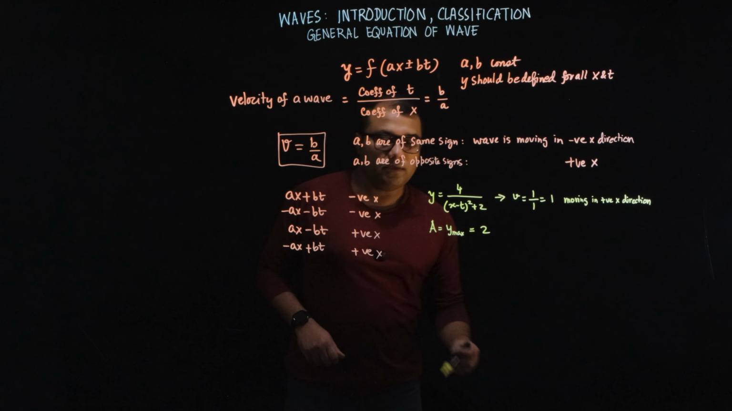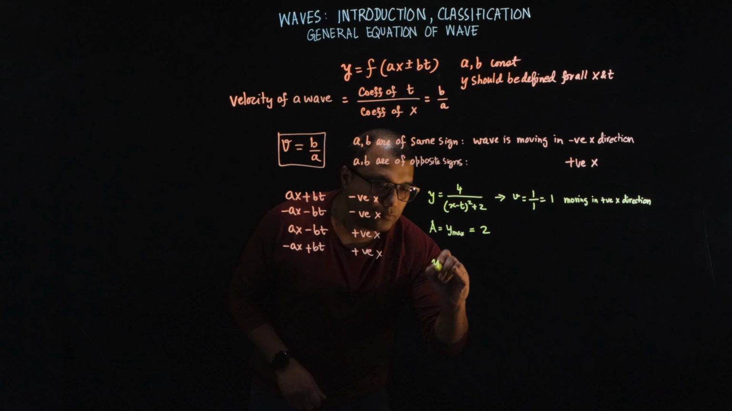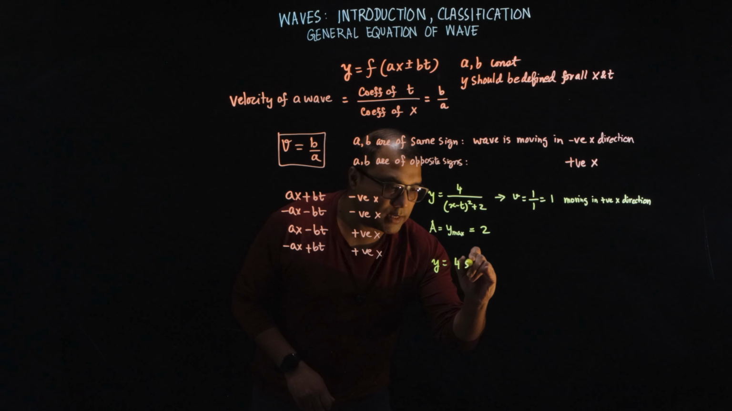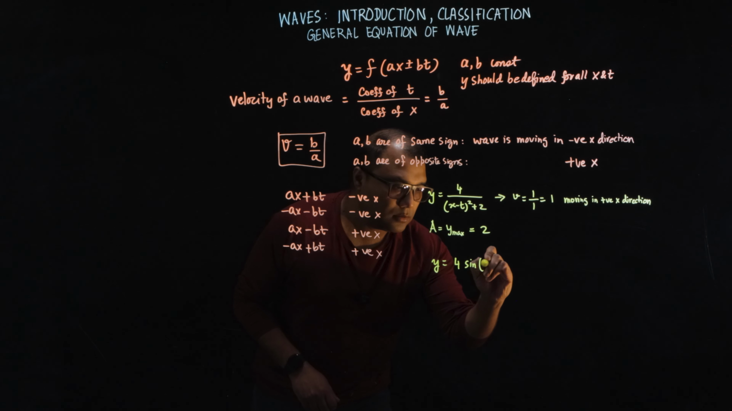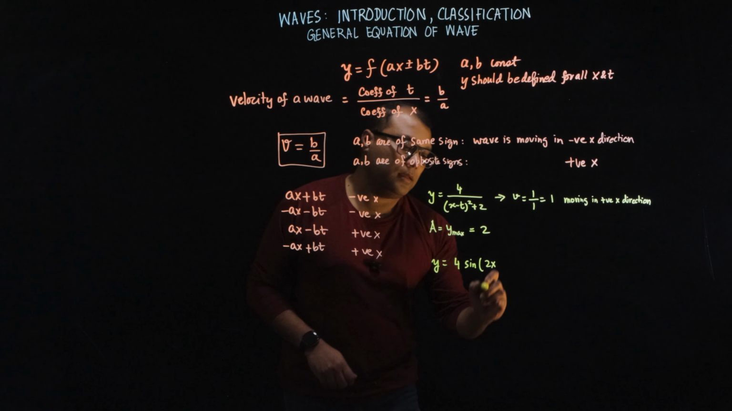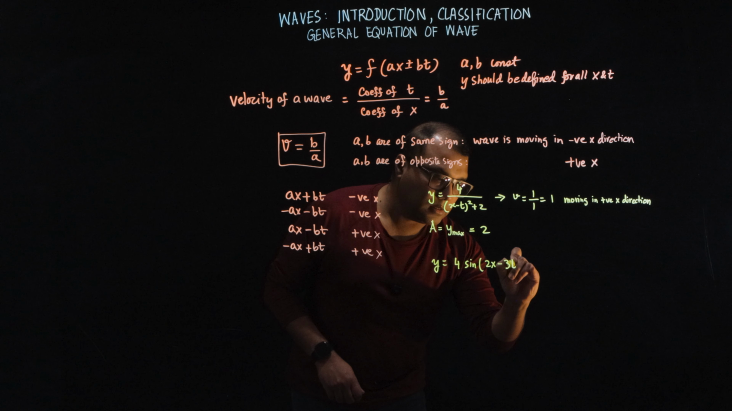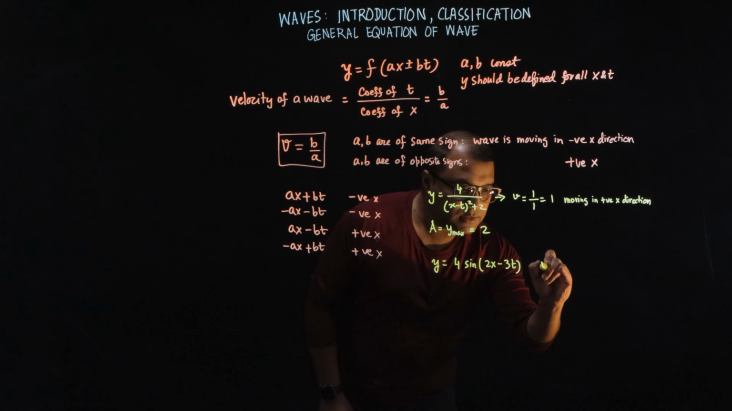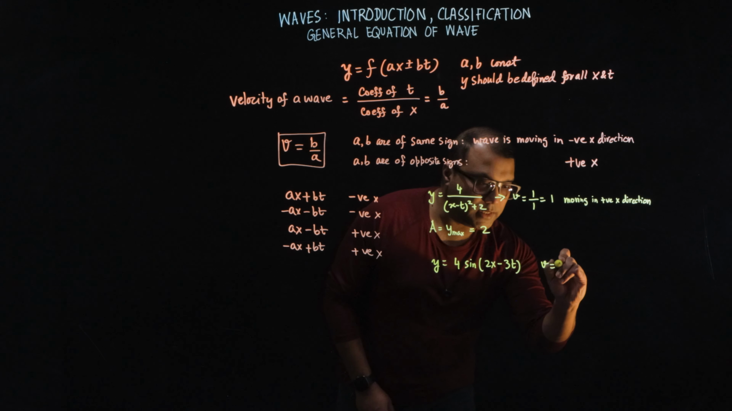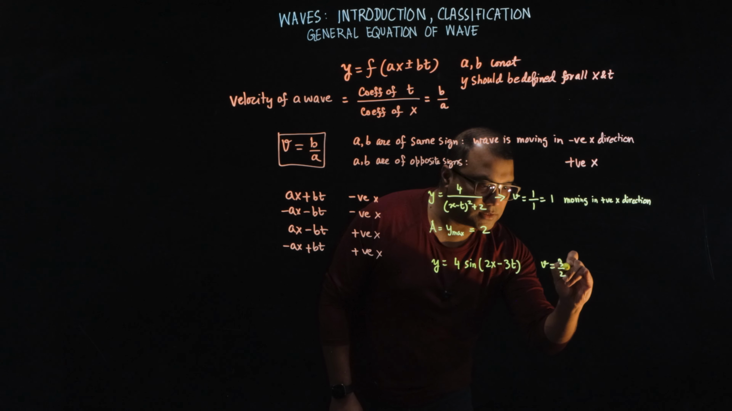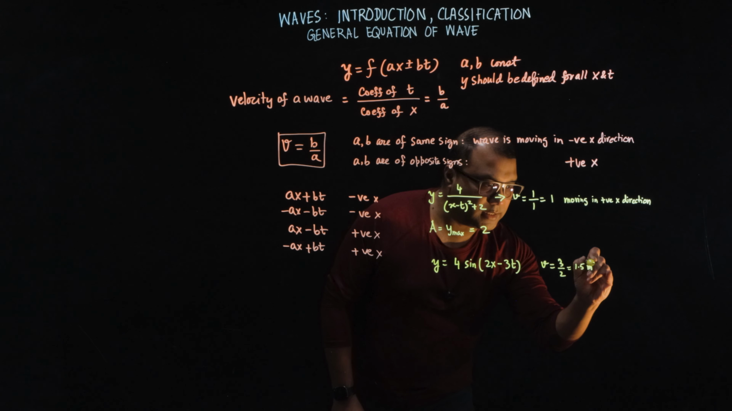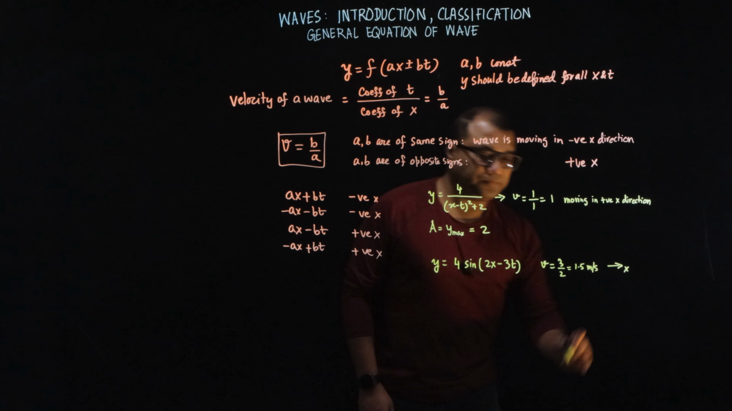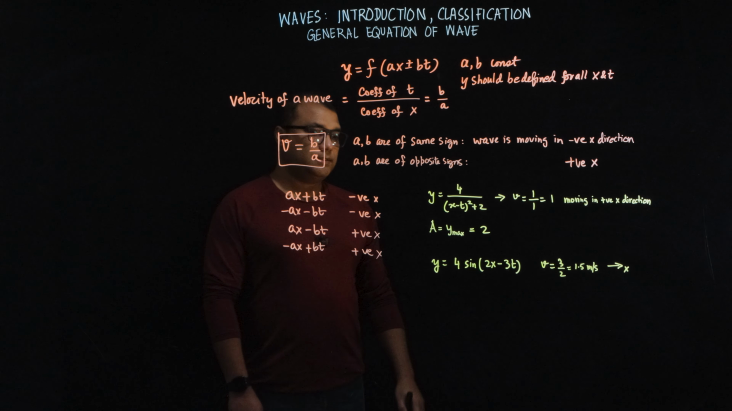Okay, another example. Y equals 4 sine of (2x minus 3t). What is the wave velocity? The wave velocity is the coefficient of t divided by the coefficient of x, so 1.5 meter per second, let's say. And where is this moving? In the positive x direction, because these have opposite signs.